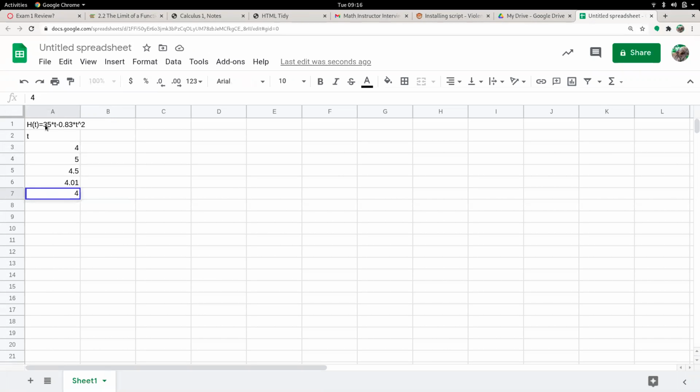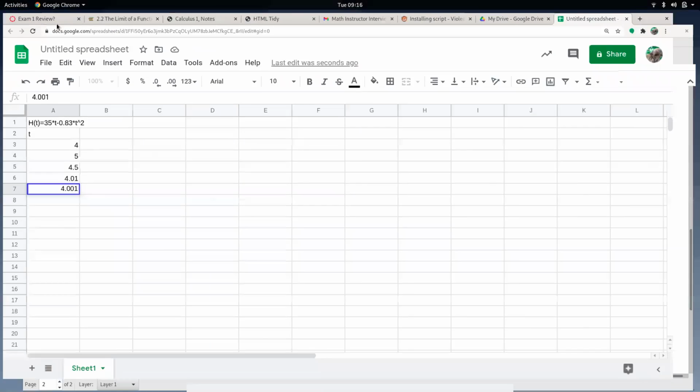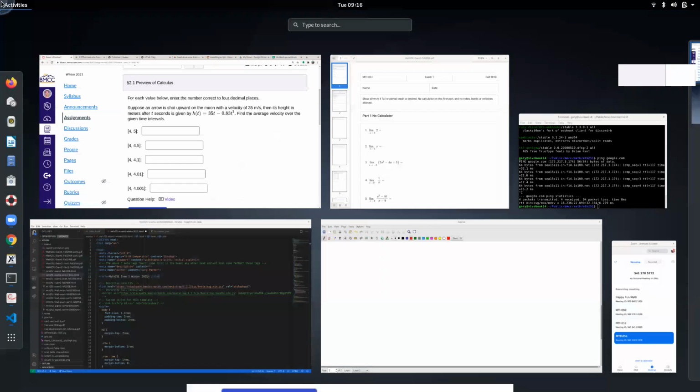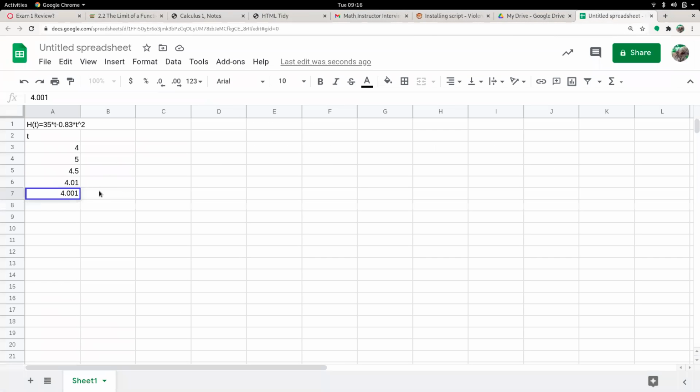4.001, let's see that again. Oh, it's on the same screen. I was going to do 4.01, all right. Go. And so slope is just rise over run. So on a calculator, I'm just going to type in my expression, parentheses for the numerator.